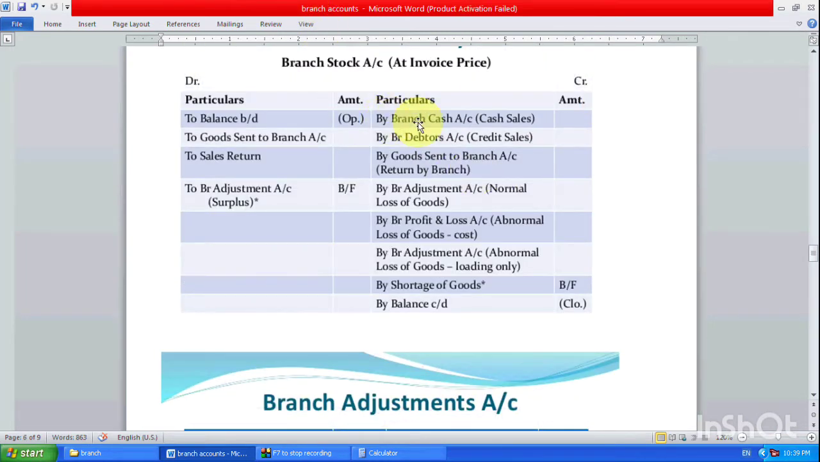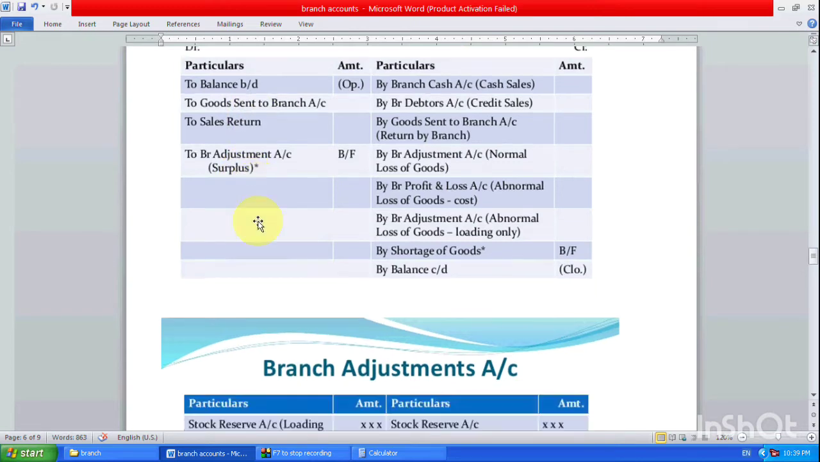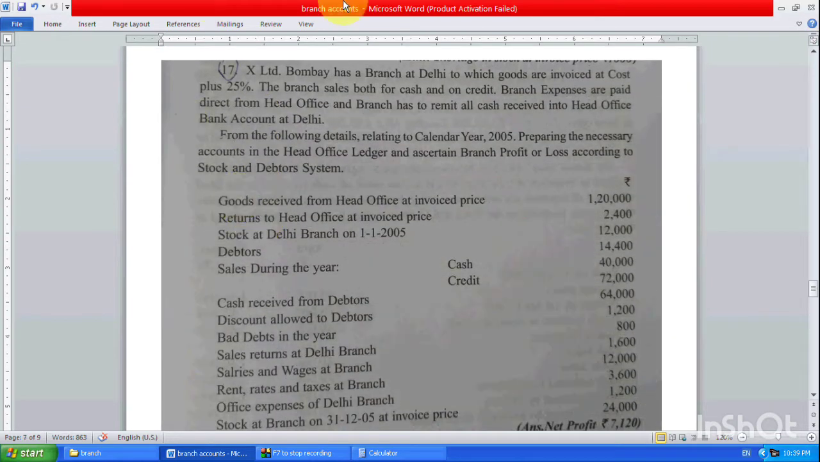Okay, we have to see branch stock, branch adjustment. This is branch cash, branch debtors, and we have already seen this in previous videos, like branch adjustment account, normal loss of goods, profit and loss, abnormal loss. This will come in here. Abnormal loss of goods, shortage of goods, anything we have to write here, and surplus entry we have to write here. Sales return, goods in, balance brought down, stock, so we have to write there. Now let's start the question without wasting time.